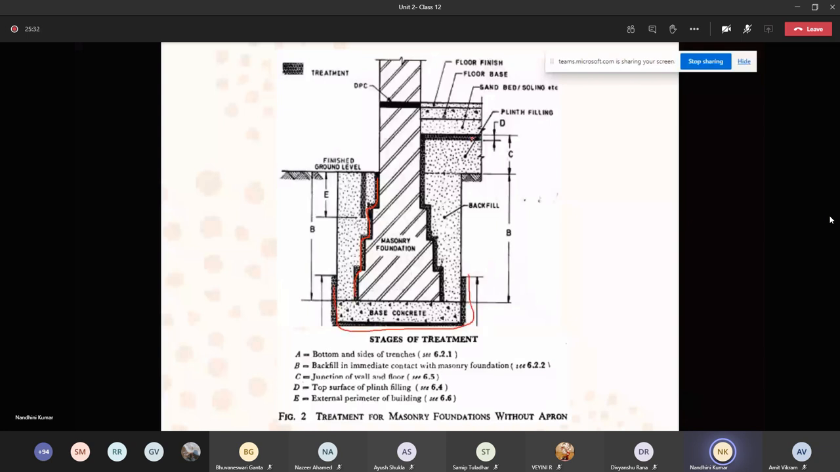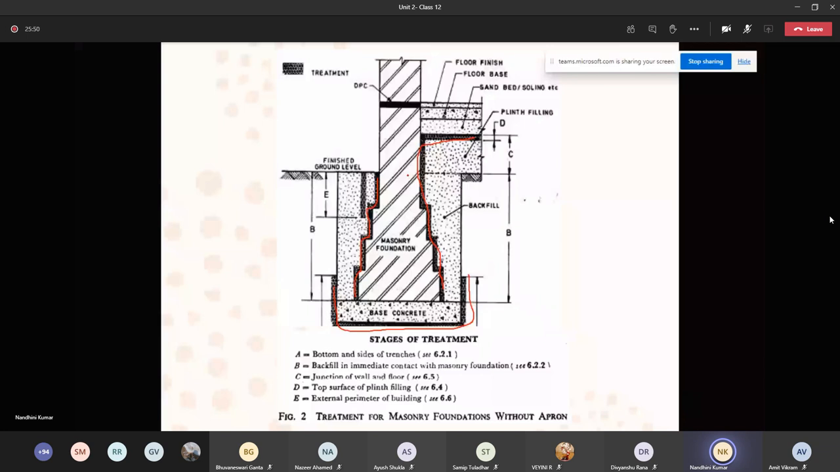We are treating it throughout: the base you are treating, the side you are treating, as well as the size of the structure, that is your foundation. It may be a step foundation or a sloped foundation, but we have to provide this treatment throughout the foundation.